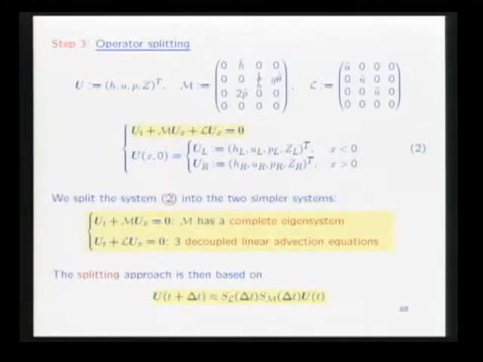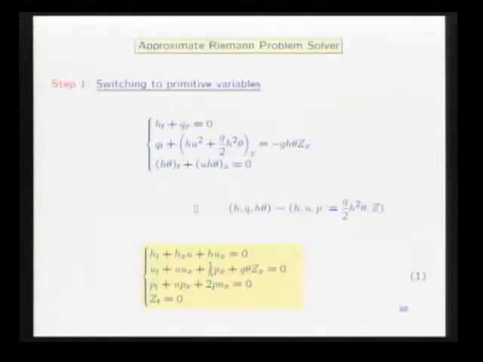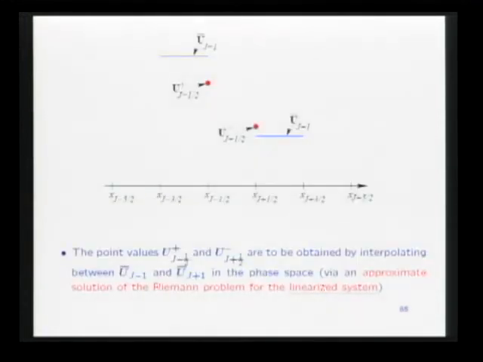But then we use the operator splitting. We split this system into two with M and L matrices. M has a complete eigensystem, and for L we have just three decoupled linear advection equations. And this helps us to design an approximate solution of the linearized problem. I don't know whether this method is good for evolution, but I don't use it for evolution. I only need this to interpolate between these two states.